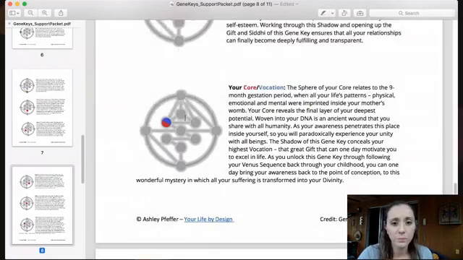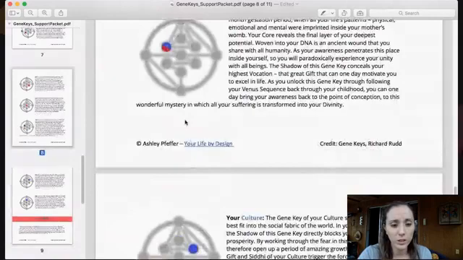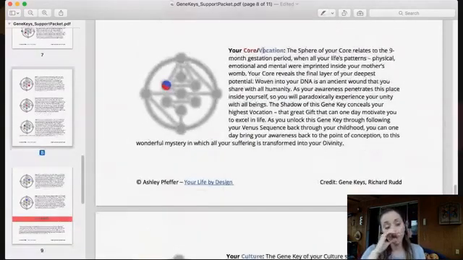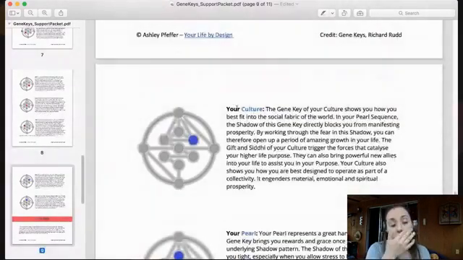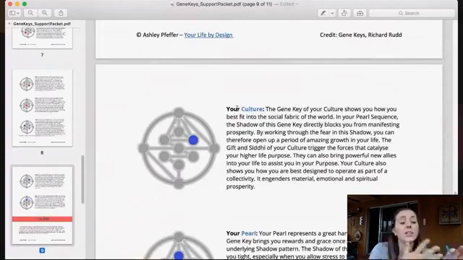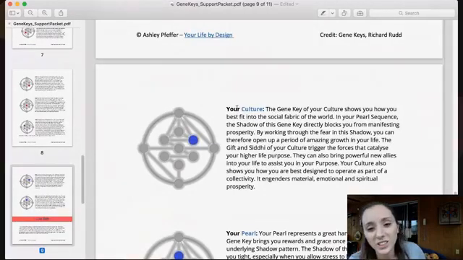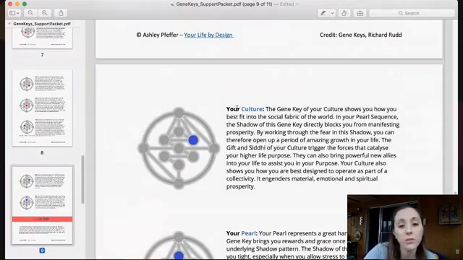Okay, so your core vocation. Then we have your culture. So now we're into the Pearl sequence. And the Pearl sequence is how we unlock our potential, how we unlock our genius, how we put our creativity into the world through our purpose. So the culture of your Gene Keys shows you how you best fit in the social fabric of the world.